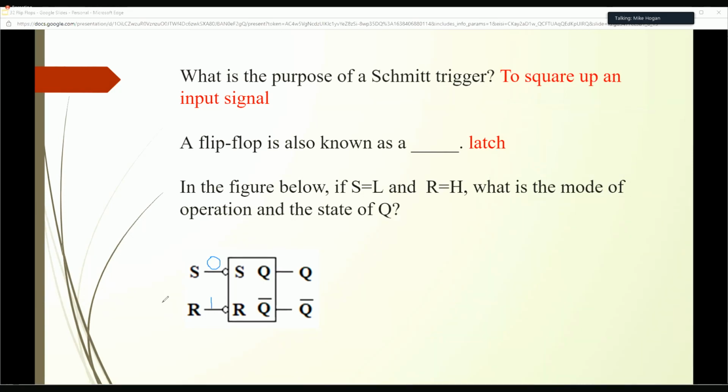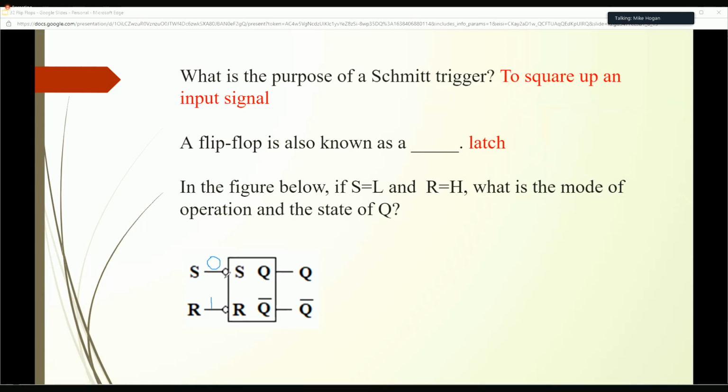Why would it be reversed? There's no clock on it, so it can't be reversed. Okay, so it's not so much a clock issue. Why would it be reversed? Because of the little circle. Don't forget these little state indicators.